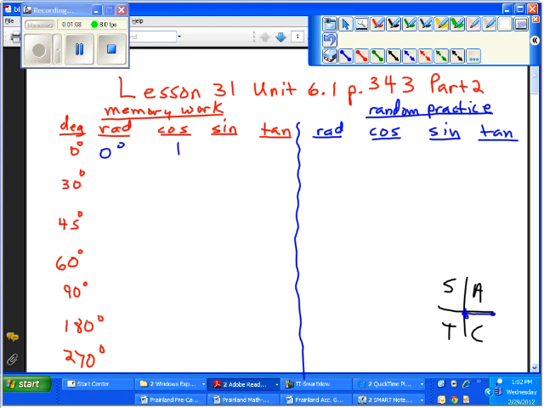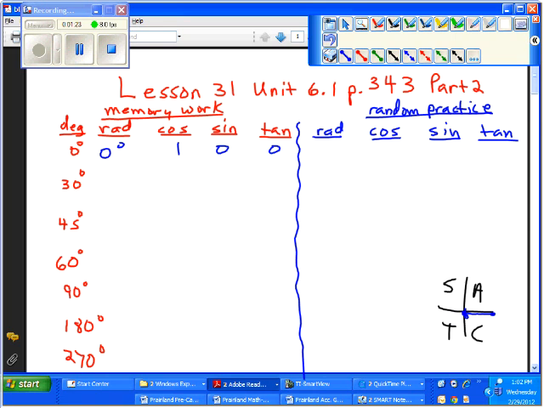What is the sine of 0? 0. And what is the tangent of 0? 0. Now, you've got a chart you can look at, but you realize on the next test that chart's in your head or you're in trouble. All right. Now, 30 degrees.